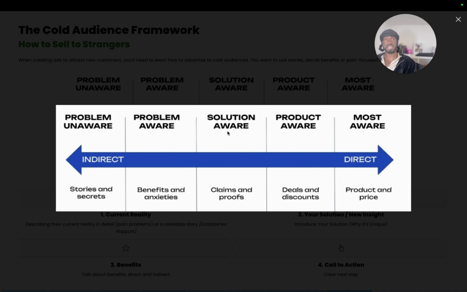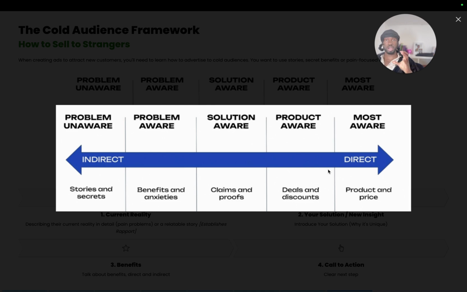Maybe they tried fixing it with different solutions that may or may not have worked for them, right? So, claims and proofs. The reason why you need to understand this is because your messaging and how you speak to people depends on the awareness stage that they are at. Now, if you're talking to cold audiences, you want to use stories, secrets, and talk about benefits and problems, basically, right? If people are talking with solutions and you're comparing your solution with another solution, you want to lead with claims and proof, right?